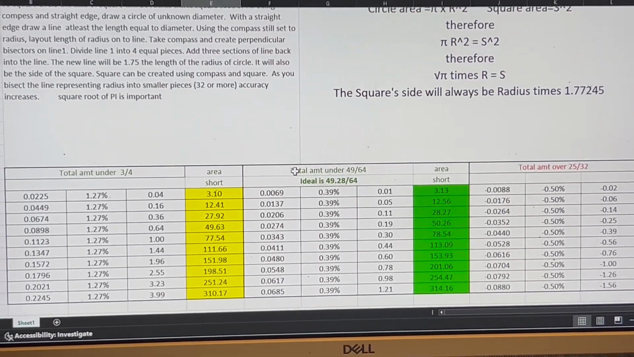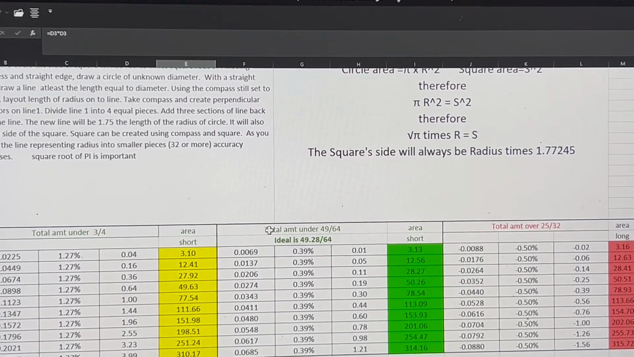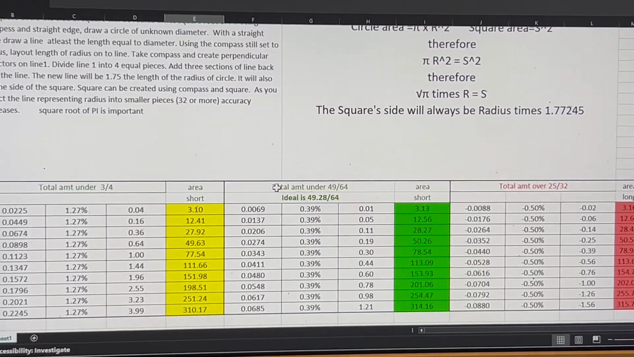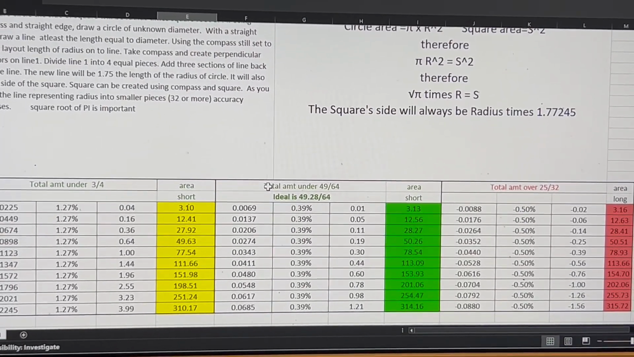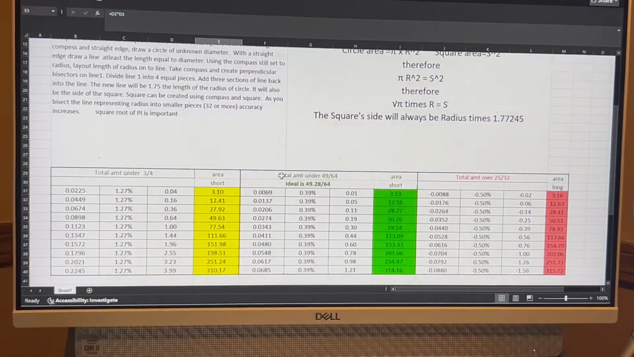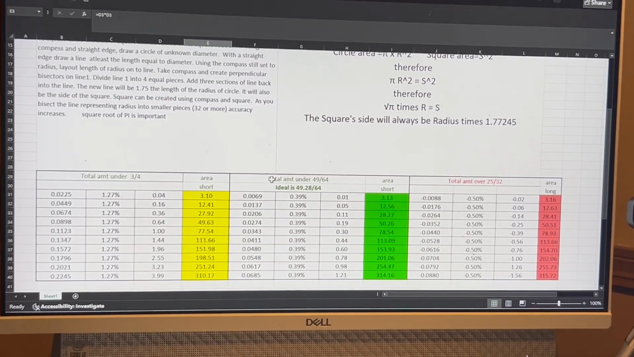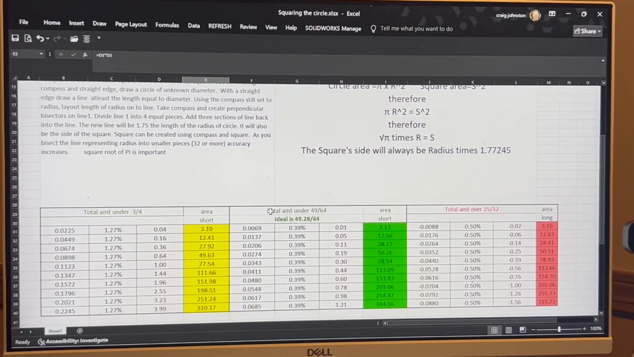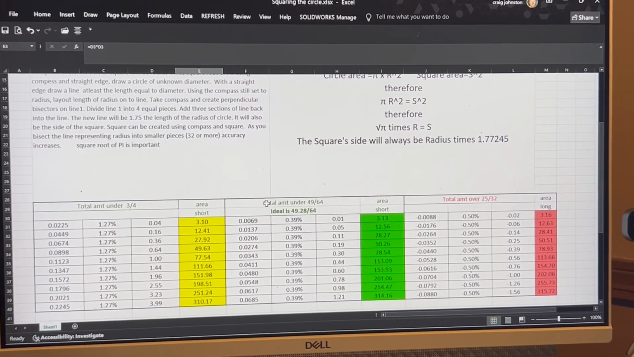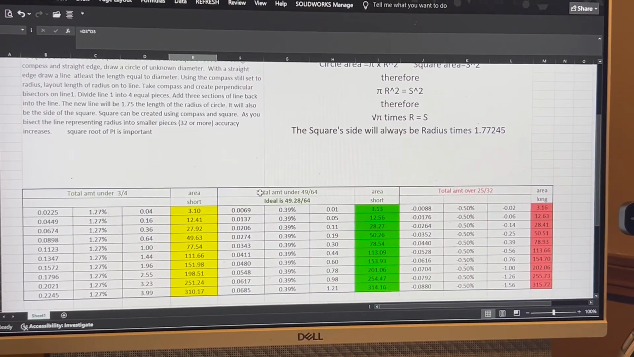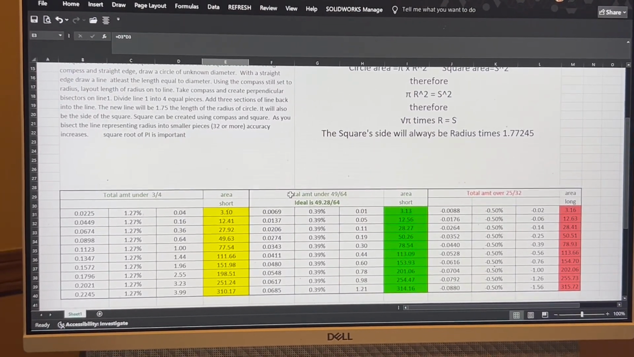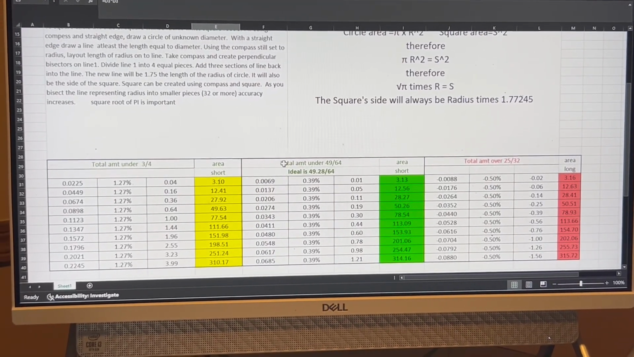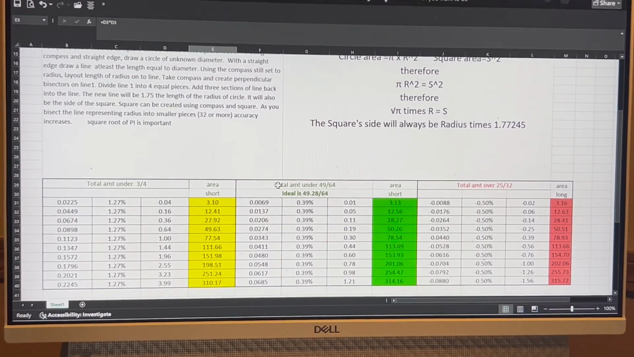Just like all the other people that have tried this, I think the issue is accuracy. As that was never really stated in the original concept, it would be nice to see some sort of accuracy call out. But for the concept that we're looking at, that's not an option. Again, 49.28 over 64 is ideal.